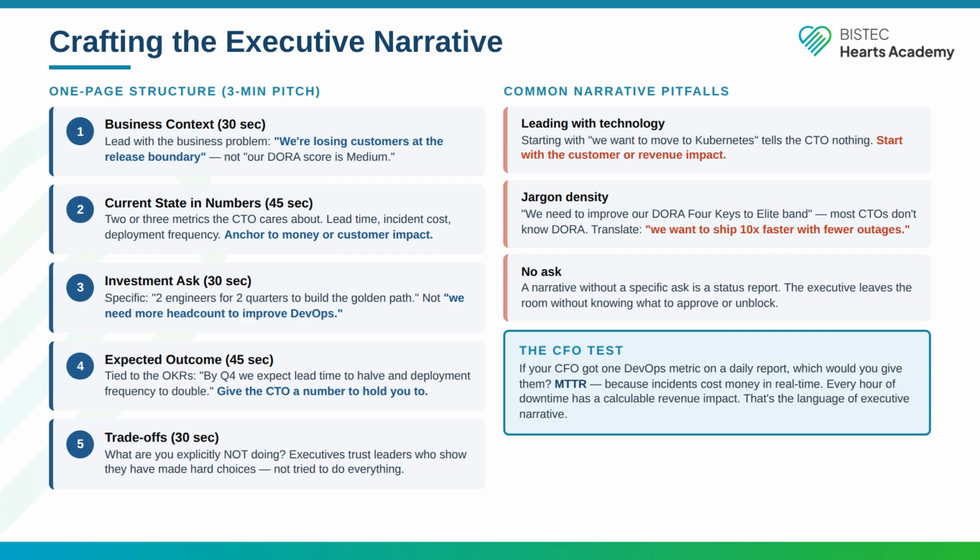Fifth, the specific ask. What do you need? Budget, headcount, a policy exception. Be specific. Executives cannot act on vague asks. The 3-minute pitch maps directly to this structure. You have roughly 30 seconds per section. The engineering work is the easy part. The compression is the skill worth developing.